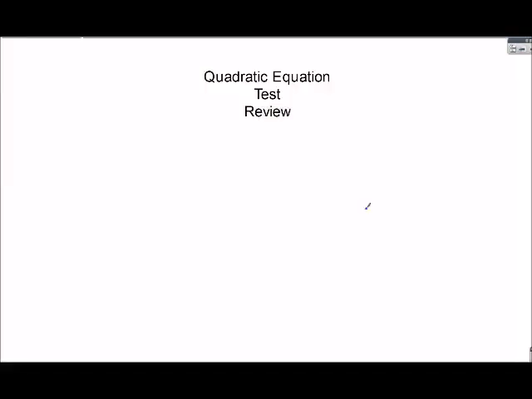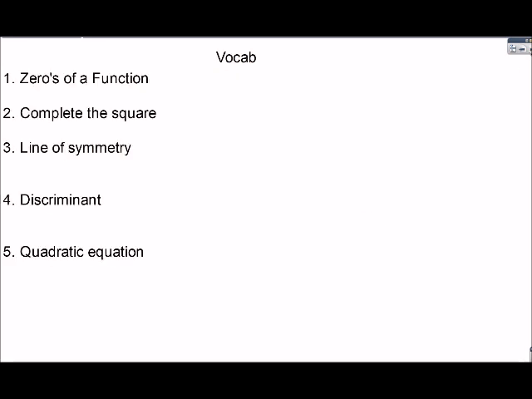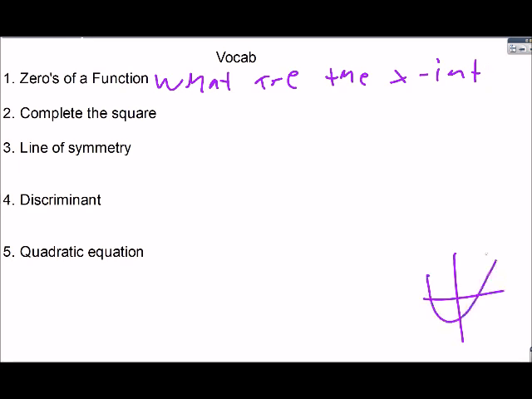Today we're just going to review our quadratic equations and review for our future test. Quick vocab: zeros of a function. That just means, what are the x-intercepts? So I have a graph, makes a parabola. Where does it cross the x-axis?